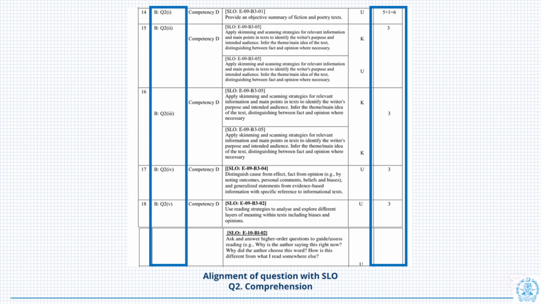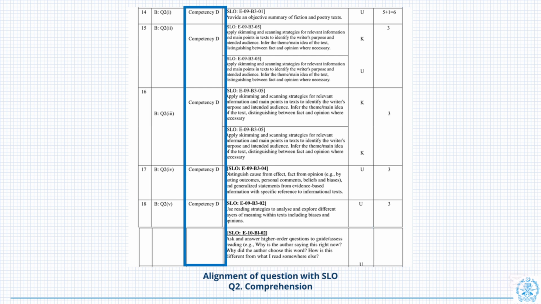The assessment framework provides clarity by showing each question in the paper is aligned with specific student learning outcomes, competencies, and cognitive levels. This alignment ensures that the questions effectively evaluate the intended learning objectives and maintain consistency in testing key skills. Each question is listed by its section, question number, and the marks allocated to it. For example, point 14, Section B, Question 2, Part 1 carries 6 marks and focuses on providing an objective summary of fiction or poetry texts.